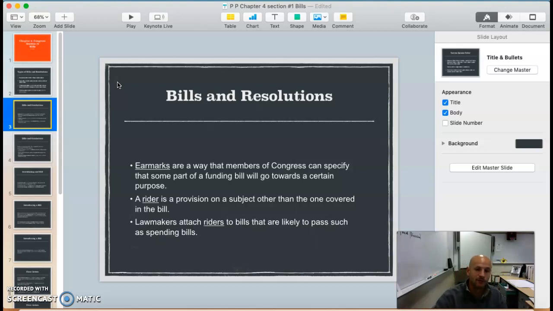A rider is a provision on a subject other than the one covered in the bill. For instance, if there is a bill on Lakeside, a rider attached to it might authorize funding for a coffee shop on Lakeside as well. It has nothing to do with the bill, but it rides on it. This is the backdoor way politicians get what they want. If they know a bill is going to pass, especially spending bills, they attach riders to it and see if they can get them passed.